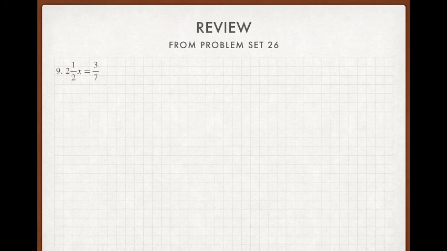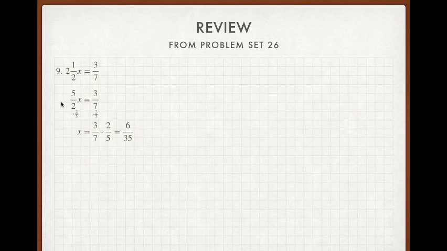From 26, a couple to go over. First off, number 9, 2.5x equals 3/7. To get x by itself here, we use our multiplicative equality property. We divide each side by 2.5. Or you could think of it as using the reciprocal.